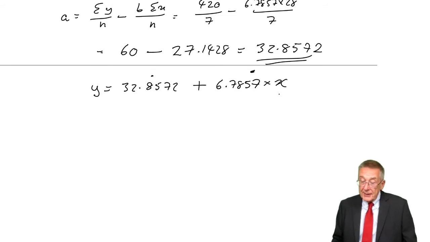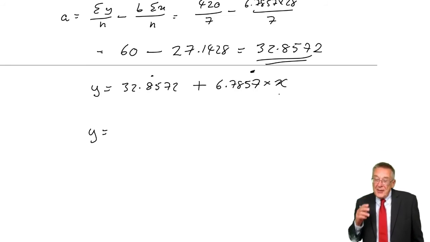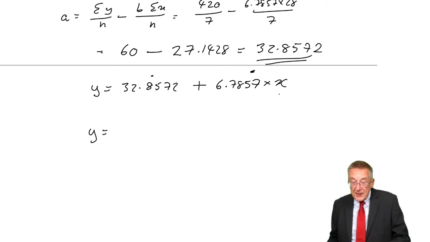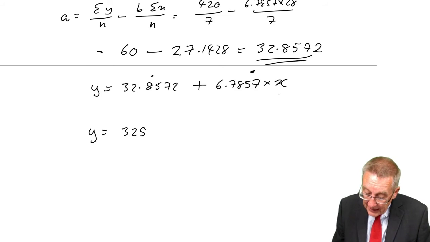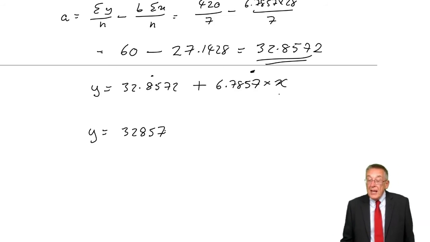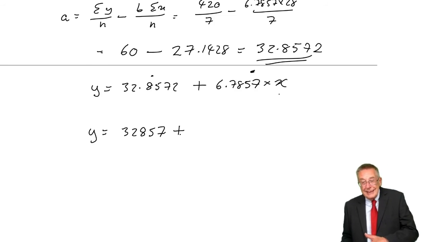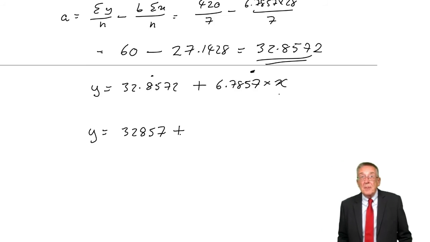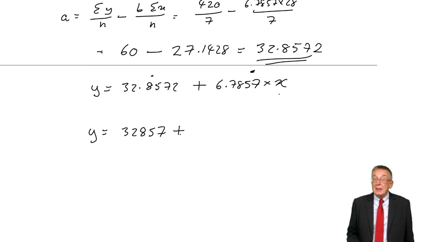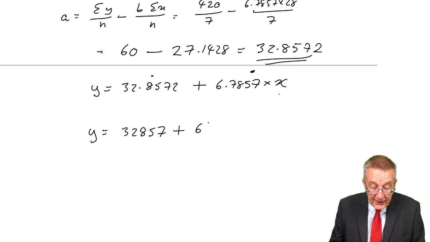And so to correct for that, in fact, Y, well, remember, it's not actually going to be 32 plus something, it's 32,000 plus something. So it's 32,857, I'm not worried about 0.2. Plus, well, again, we need to multiply by 1,000, 6,700 and something, but that was for every 100 units. So I multiply by 1,000 divided by 100, it's plus 67.857, I'll put 0.9x.